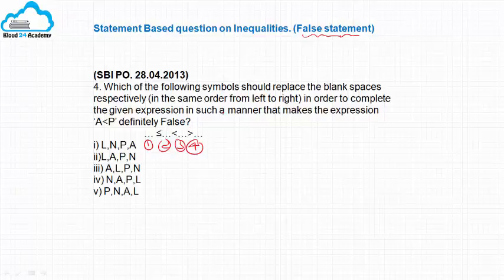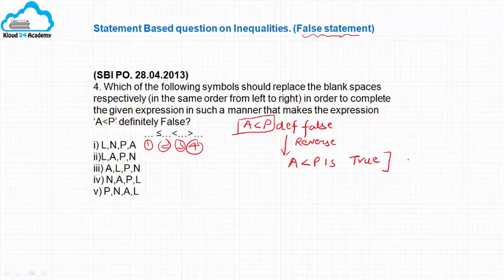In order to complete the expression in such a manner that makes the expression a less than p definitely false. So I have to ensure that a less than p is definitely false and then I have to fill the options. What I'm gonna do is I'm gonna apply reverse technique here. How? I will find the cases where a less than p is true and then I will eliminate these cases. So again, reverse or elimination method which we are following here.